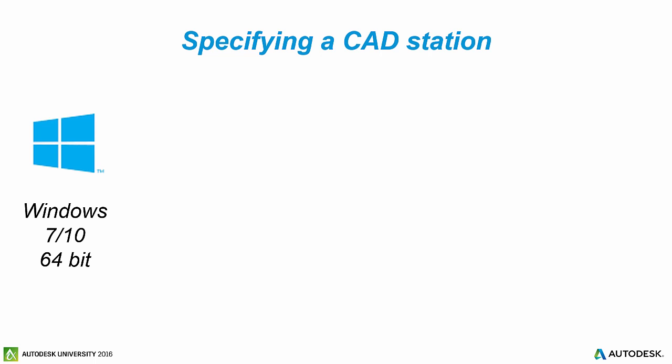So the first thing to decide if you're specifying a CAD station: can we buy it with Windows 7 on it? Do we have to buy it with Windows 10? Whatever you choose, make sure it's a 64-bit operating system, otherwise it's not going to be able to address as much memory. So definitely 64-bit. Personally, I'm recommending right now Windows 7, but Windows 10 is okay.